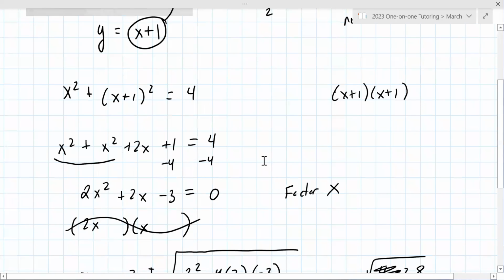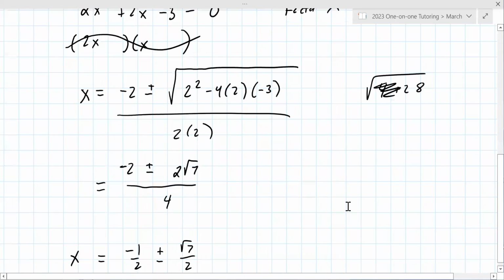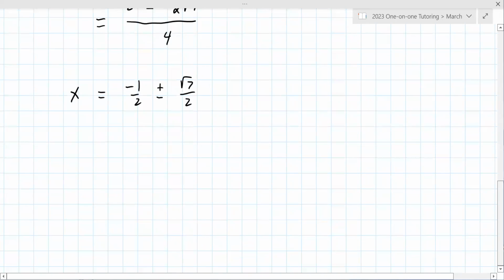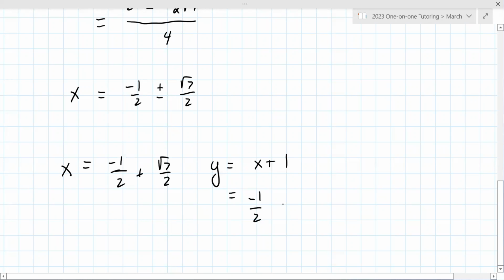To find the y value, you go back and use this equation. You have to basically take each x. Let's let x equal minus 1/2 plus square root 7 over 2. Y is equal to x plus 1, which means you put this into x and add 1. So it becomes 1/2 plus square root of 7 over 2. And again, that's only one of them.